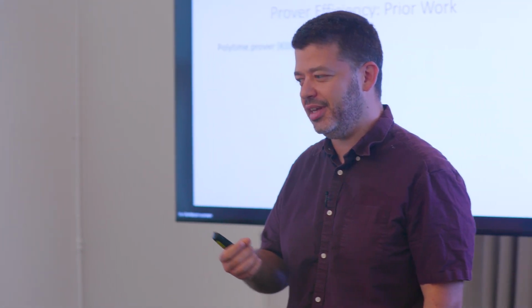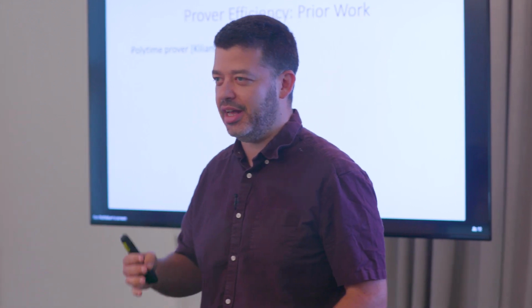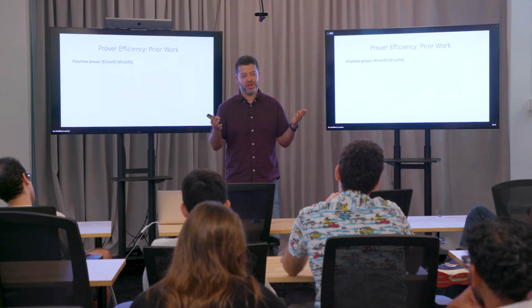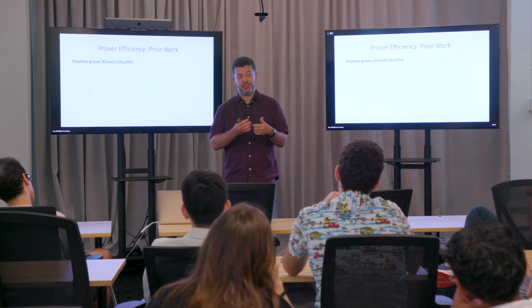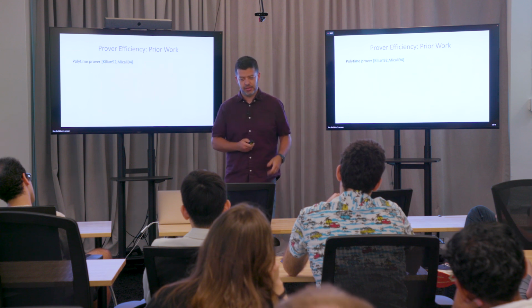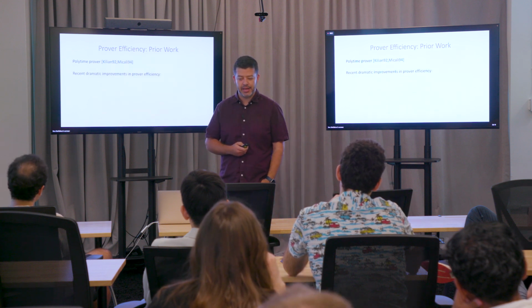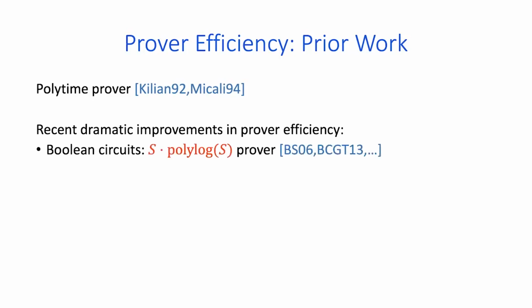But it is sort of, I think, the reason why, because in theory we are in love with the notion of polynomial time, it took time and relevance to practice to start looking at smaller factors. And indeed, in recent years, people are looking at smaller factors, and there have been recent dramatic improvements in prover efficiency, both in practice and asymptotics. I'm going to focus on asymptotics.